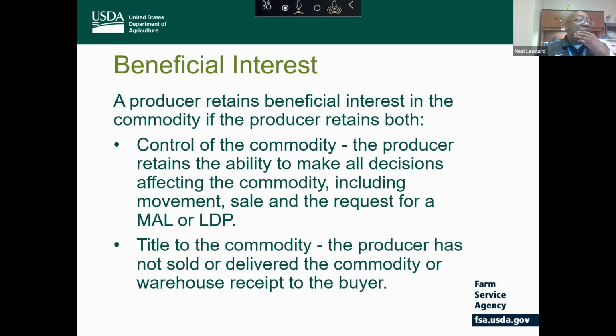Beneficial interest: a producer retains beneficial interest in the commodity if the producer retains control of the commodity.